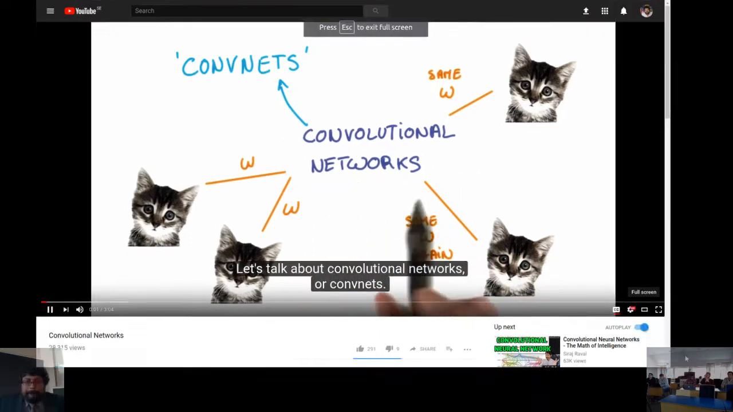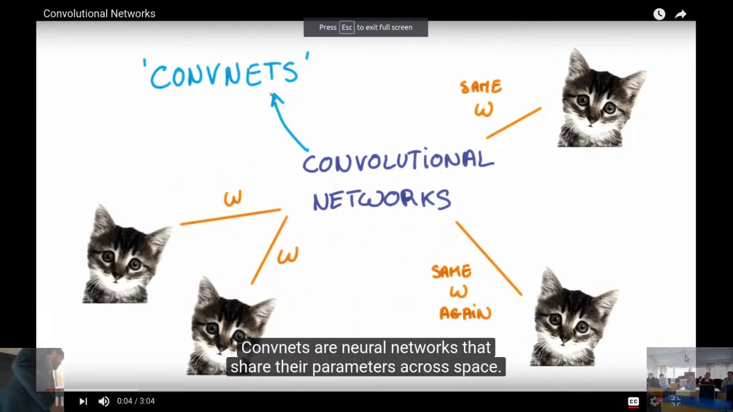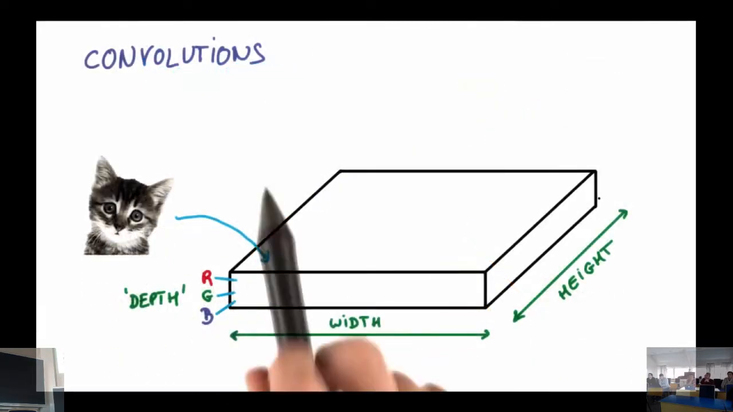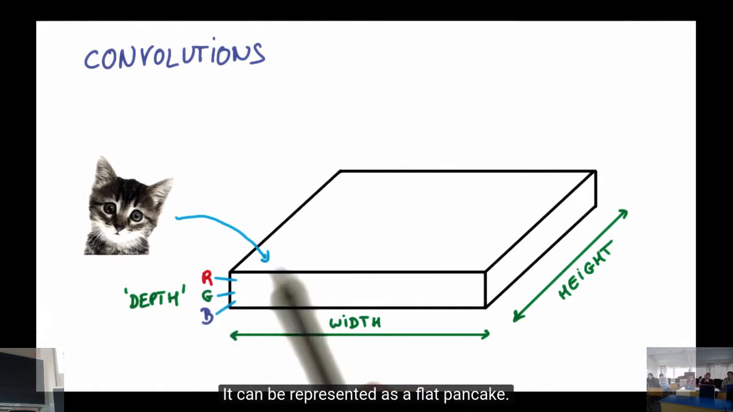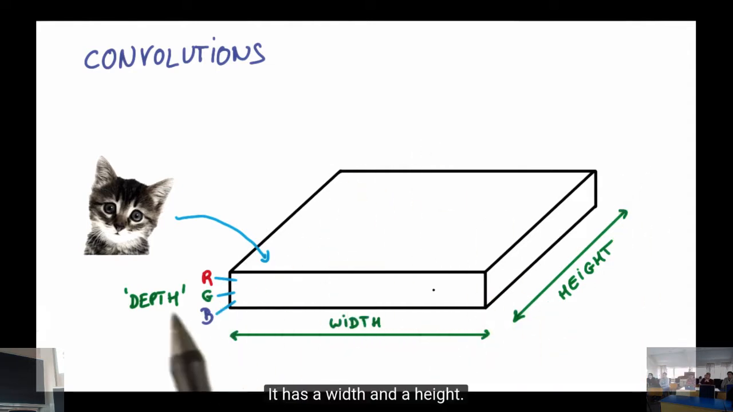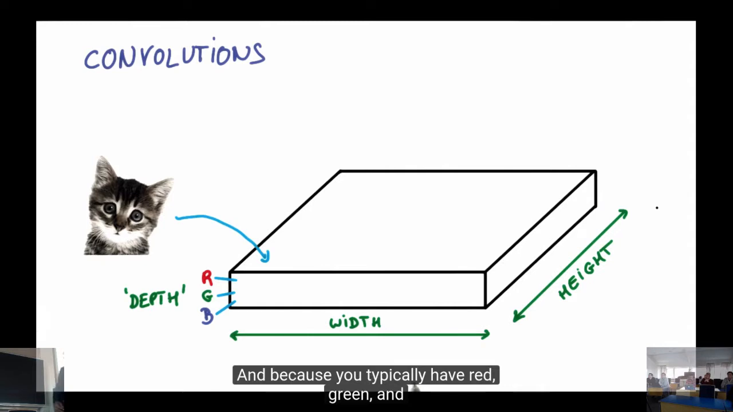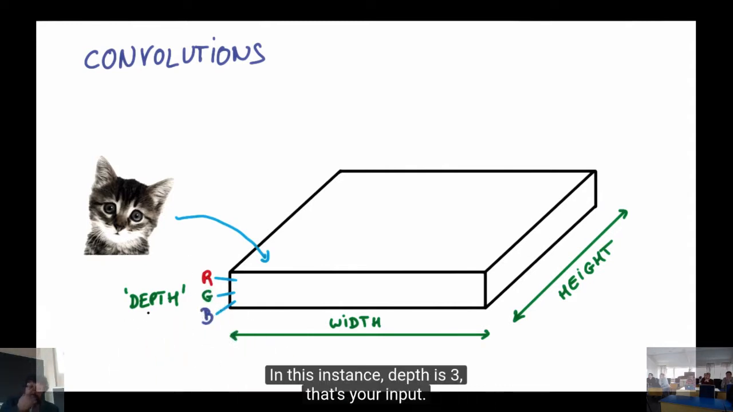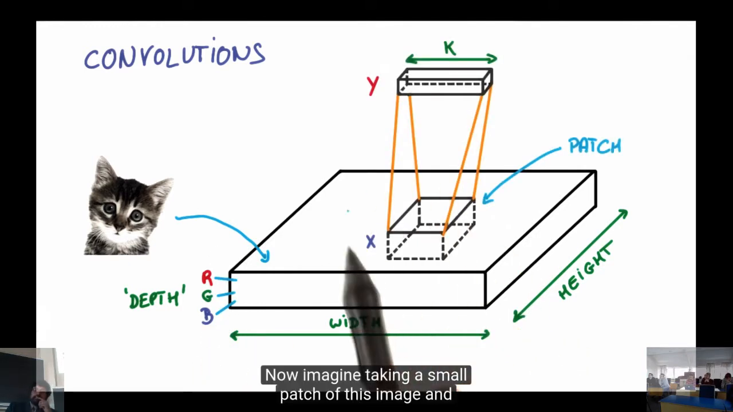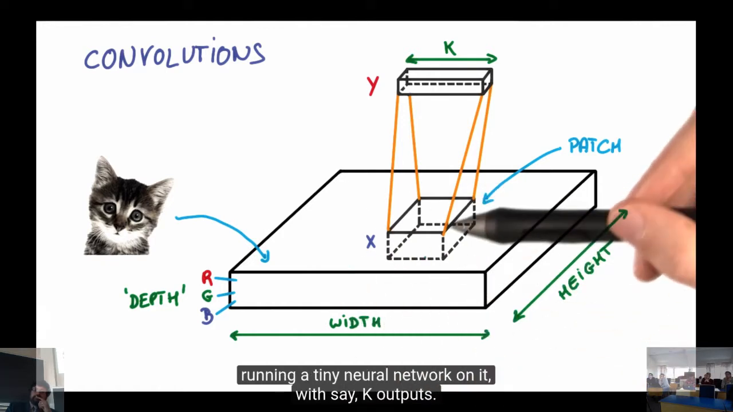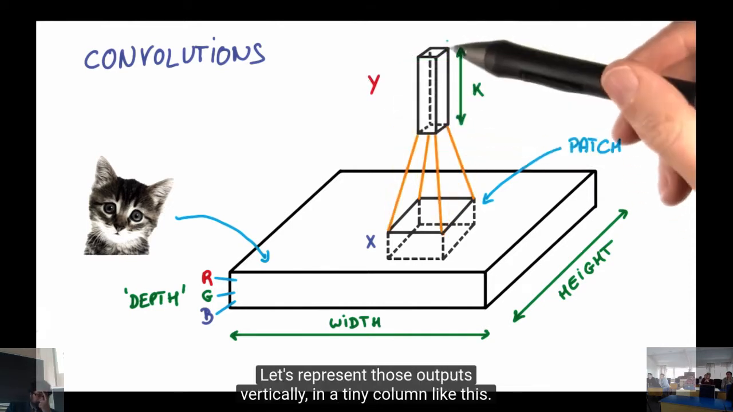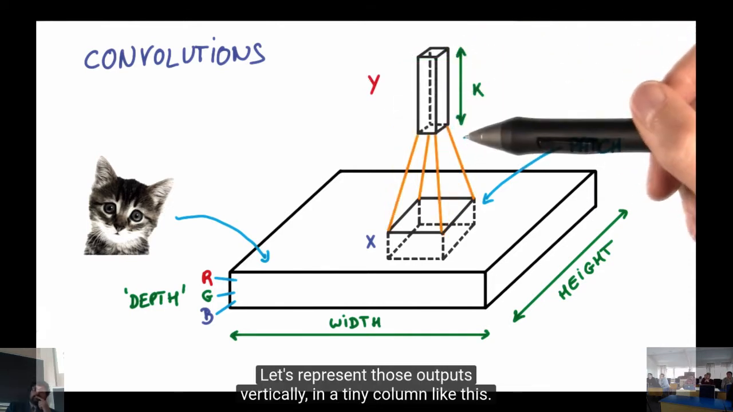Let's talk about convolutional networks, or convnets. Convnets are neural networks that share their parameters across space. Imagine you have an image. It can be represented as a flat pancake. It has a width, a height, and because you typically have red, green, and blue channels, it also has a depth. In this instance, depth is 3. That's your input. Now imagine taking a small patch of this image and running a tiny neural network on it with, say, k outputs. Let's represent those outputs vertically in a tiny column like this.